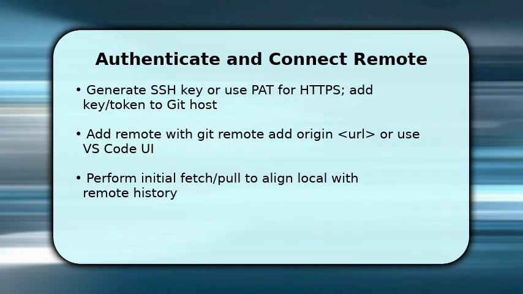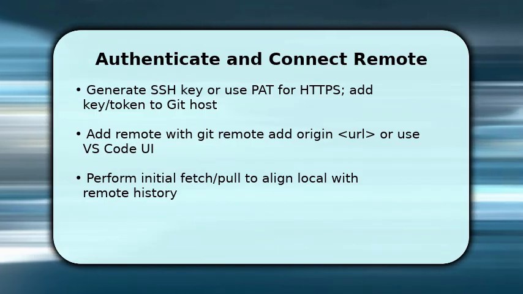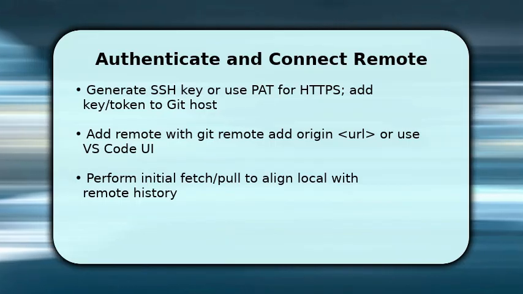Either run git remote add origin <repo URL> in the integrated terminal or use the VSCode command palette to add a remote visually. After adding the remote, fetch or pull to align histories. This avoids merge conflicts on your first push.